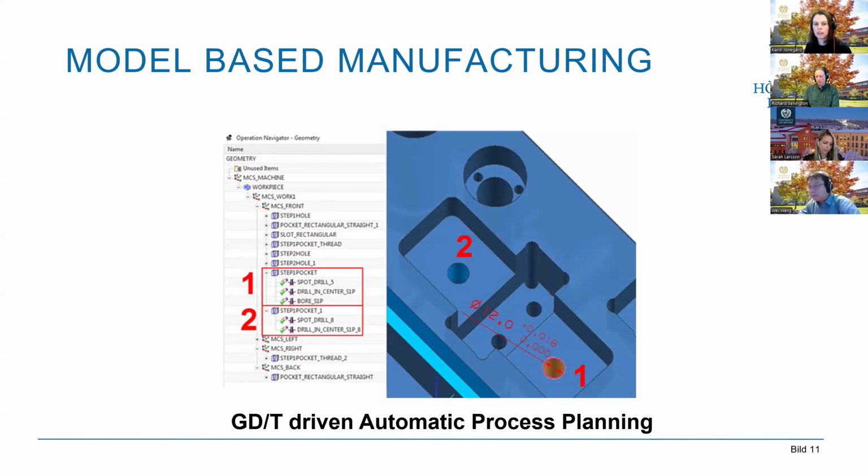And if we have built these links, we can reuse the machining knowledge rules to drive the automatic process planning for our production planning in the plants.